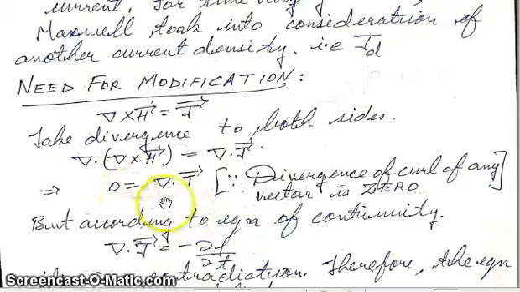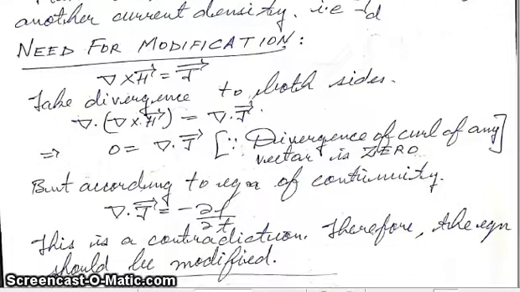We had obtained del vector dot j vector is 0, but the equation of continuity says that del vector dot j vector is minus ∂ρ/∂t. So there is a contradiction, and this equation should be modified. That is why there is a need of modification in this equation. This is the main thing.